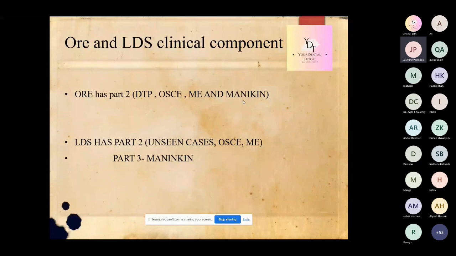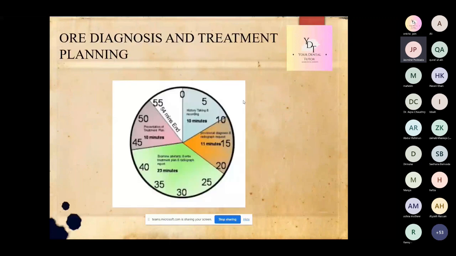Now in ORE, the medical emergency is more of a viva. So the examiner and you will talk one to one. He will ask you questions, you will answer, he will give you scenarios, you will answer. So that's the medical emergency bit. Now, in ORE, if you fail medical emergencies and you pass the rest of the exams, you don't have to repeat any of the exam again. You just have to do the medical emergency again.